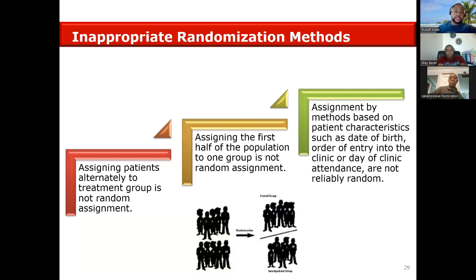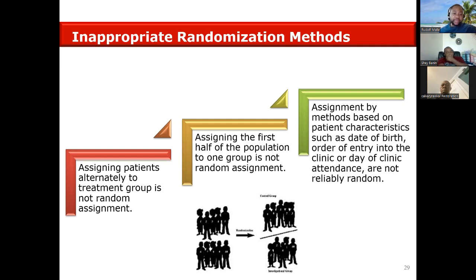Inappropriate randomization methods. So assigning patients alternately to treatment groups is not a randomization assignment. So there was a study that I had, an investigator-initiated study. They were very lazy to start a randomization process. So the investigator said, well, if we assign patient 1 to group A, we should just assign patient 2 to group B, and we should just follow that same sequence. And he says that that's the randomization process that we'll be using. Easy, trying to make an easy fix.